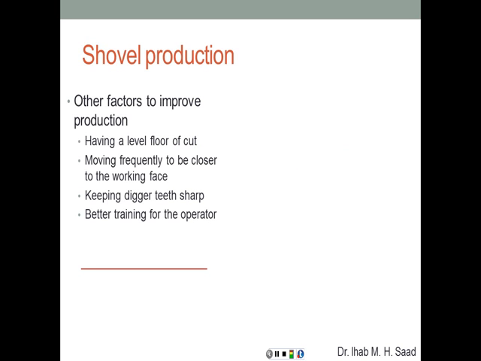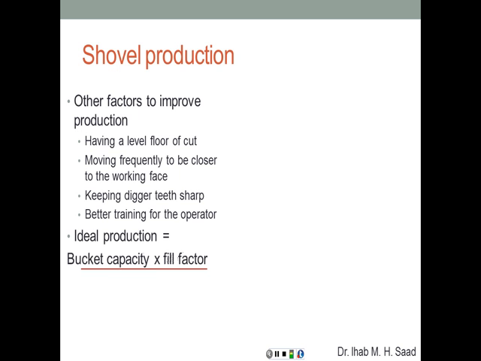Looking at other factors to improve the production: having a level floor of cut, that's going to help with the stability. Moving frequently to be closer to the working face instead of extending the arm, moving on the tracks to get closer. Keeping digger teeth sharp, which is going to help with the crowding force. And better training for the operator. A skilled operator can definitely achieve more than an unskilled operator.